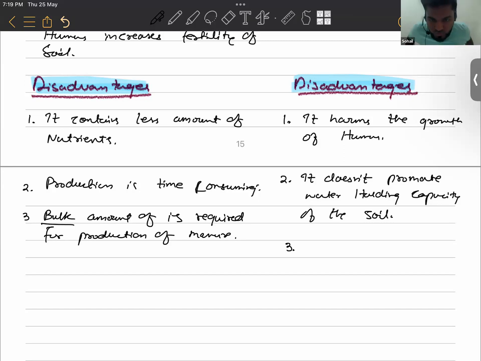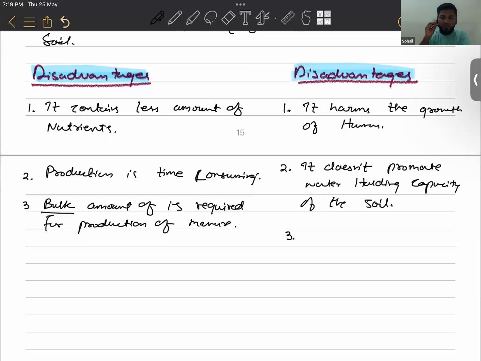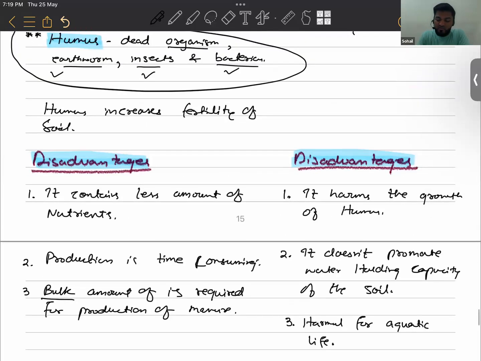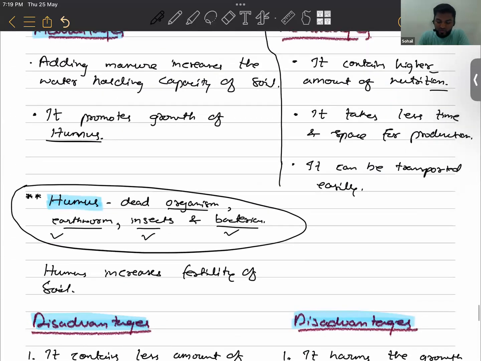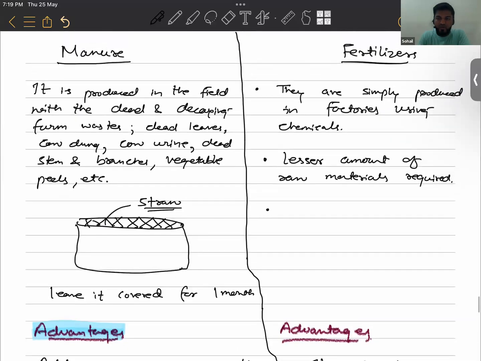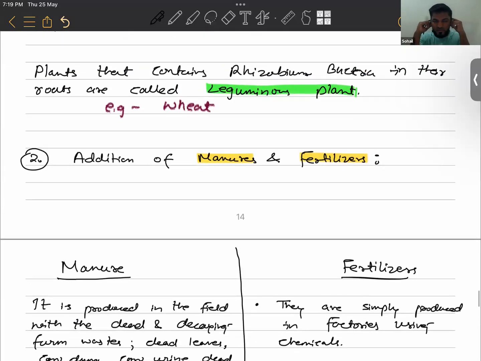Yes, Mufaz. So it is basically going to kill all the aquatic life in the nearby water body. Okay. So we see that it is harmful for aquatic life. Okay. So these were the advantages and disadvantages of using manures and fertilizers. I hope there's no confusion in this. All right, Mufaz?